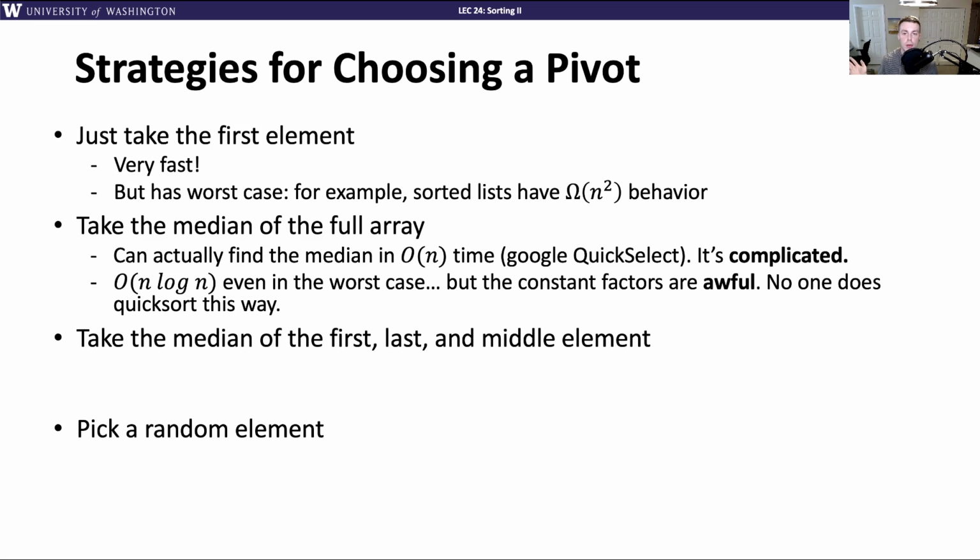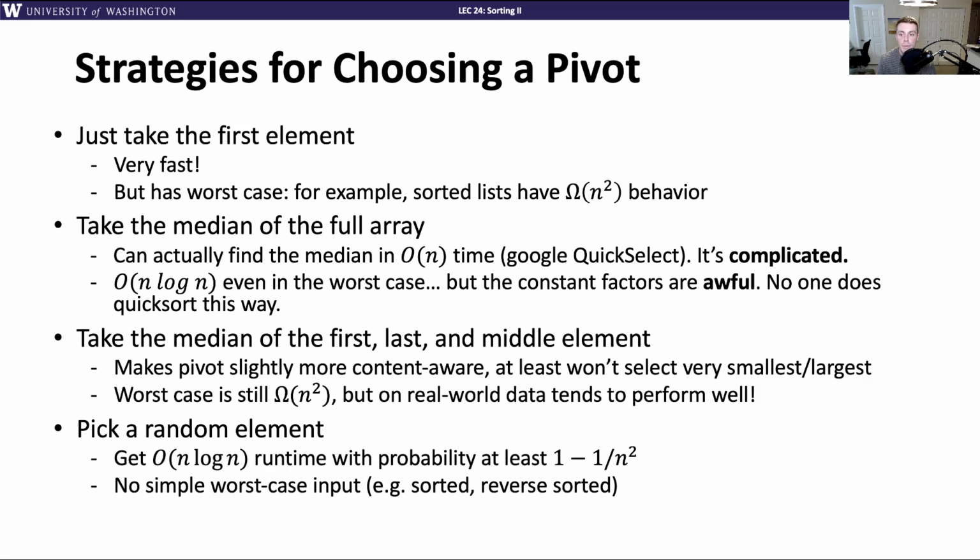So instead of trying to compute the median of the whole list, because that could be expensive, just compute the median of 3 chosen elements. Take the first, the last, and the middle, and choose the median of those 3 values. This makes the pivot slightly more content aware, better than just picking the first element. It won't always pick the smallest or the largest, but it's not a perfect estimate of the median because it might not be anywhere close to the median.